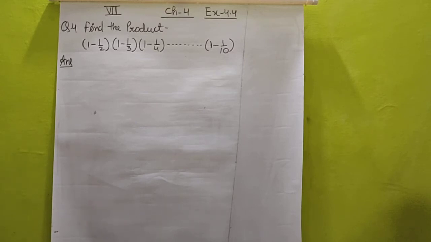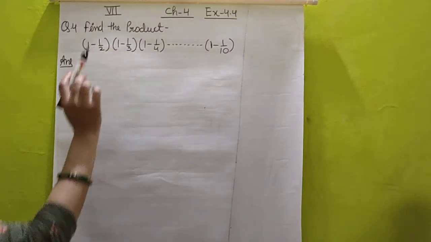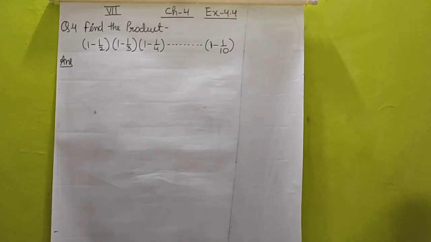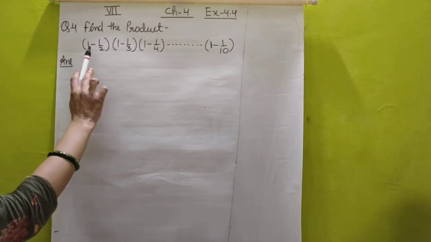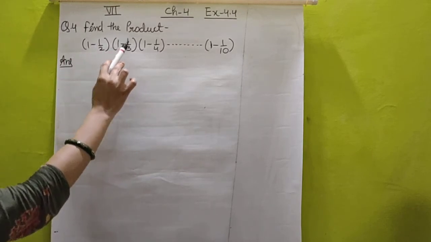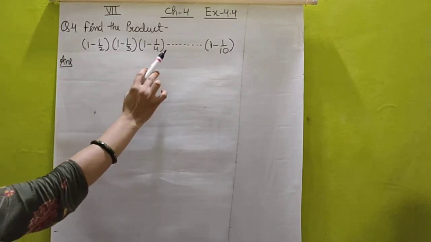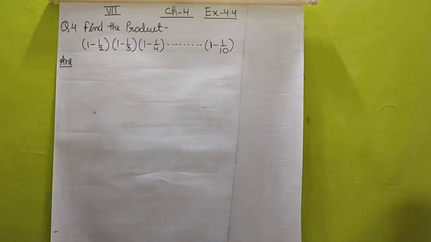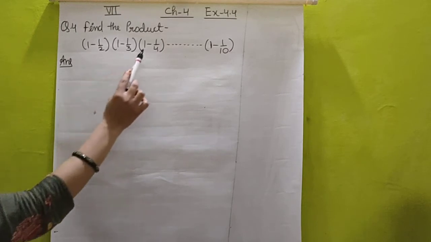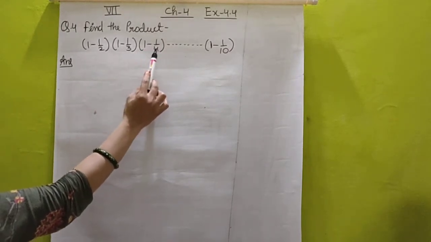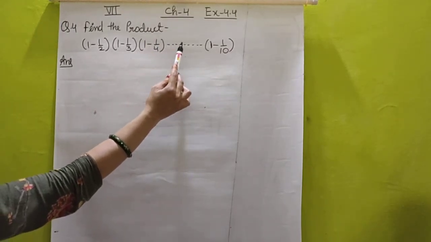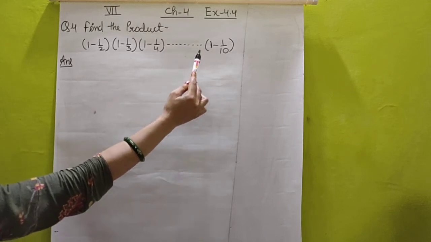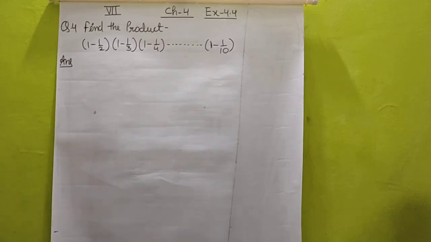Students, question number 4 is: find the product. Product means, as you know, multiplication of rational numbers here. Now the question is (1 minus 1 upon 2), (1 minus 1 upon 3), (1 minus 1 upon 4), and the dashes mean continue till (1 minus 1 upon 10). It means after (1 minus 1 upon 4), (1 minus 1 upon 5), then (1 minus 1 upon 6) till (1 minus 1 upon 10) will come.